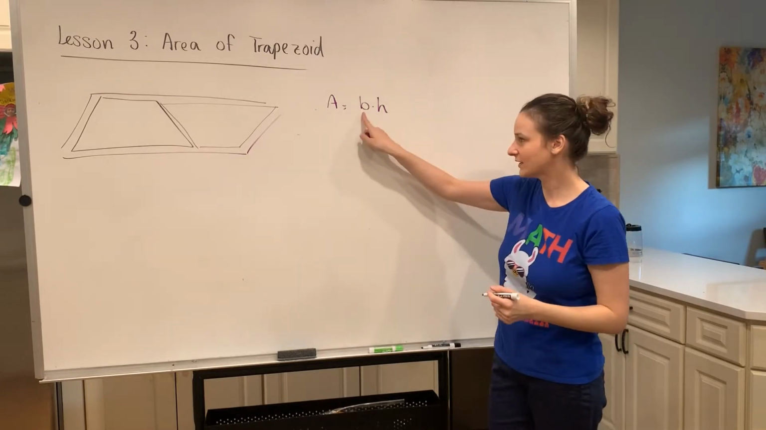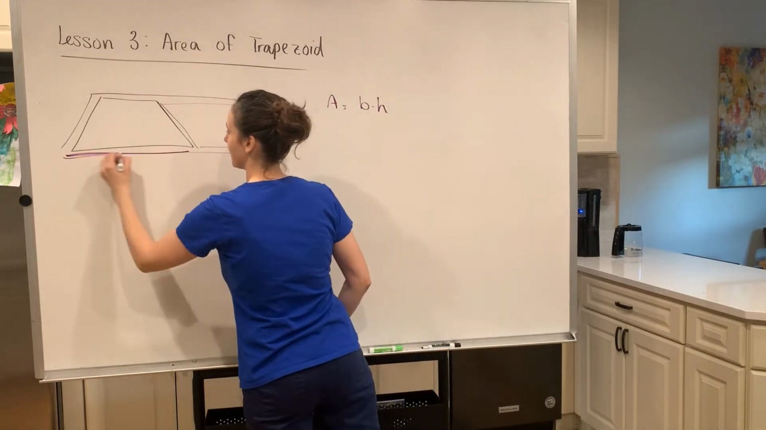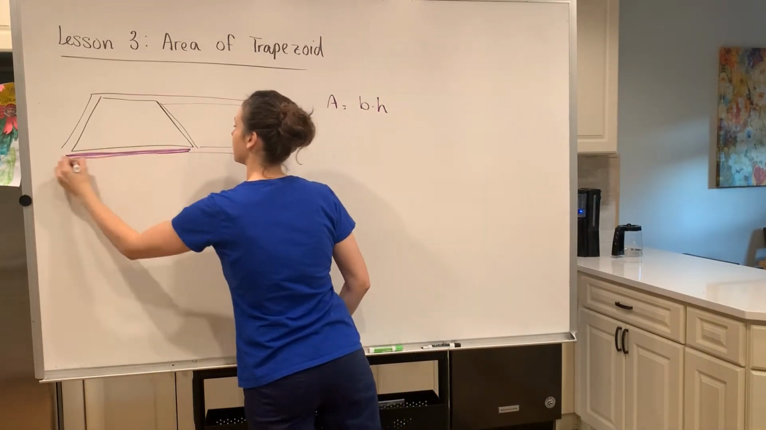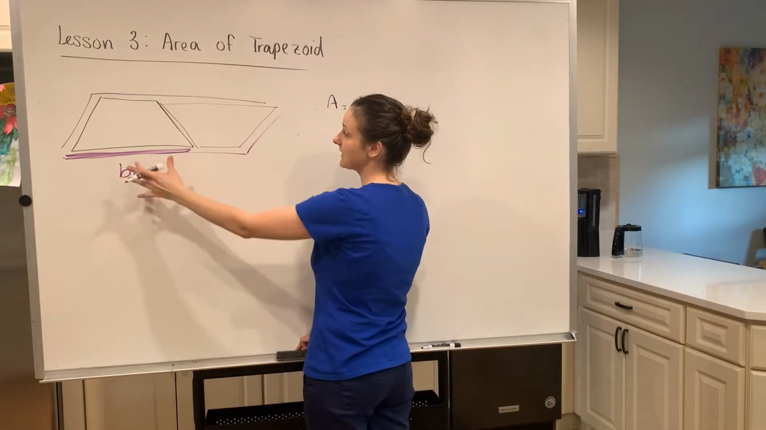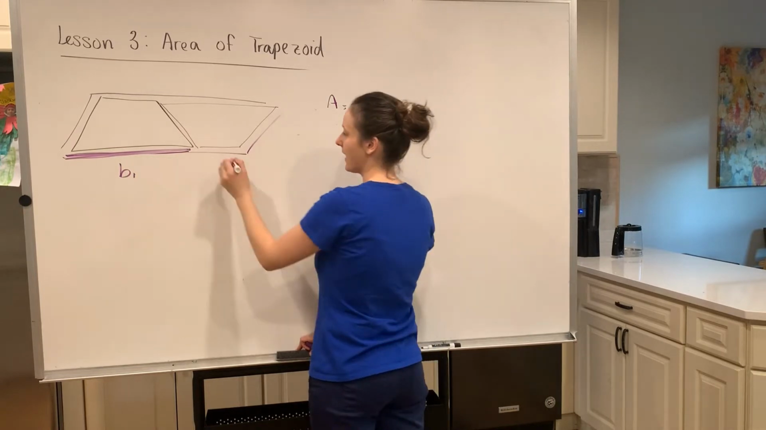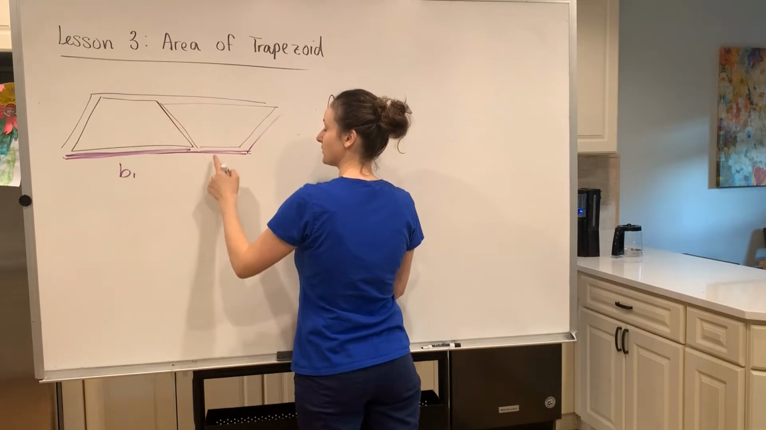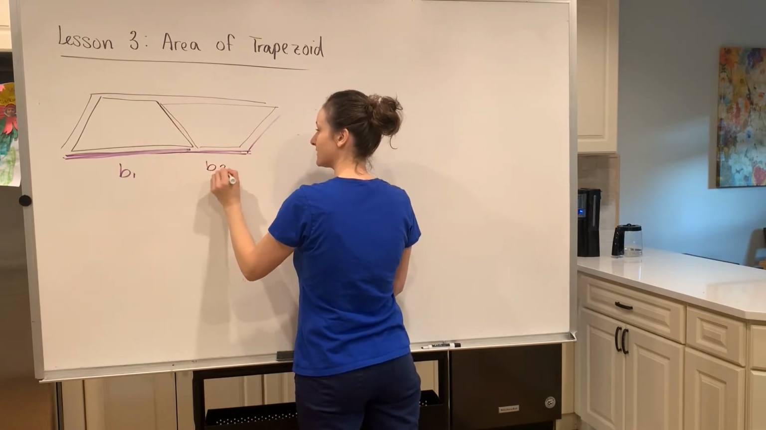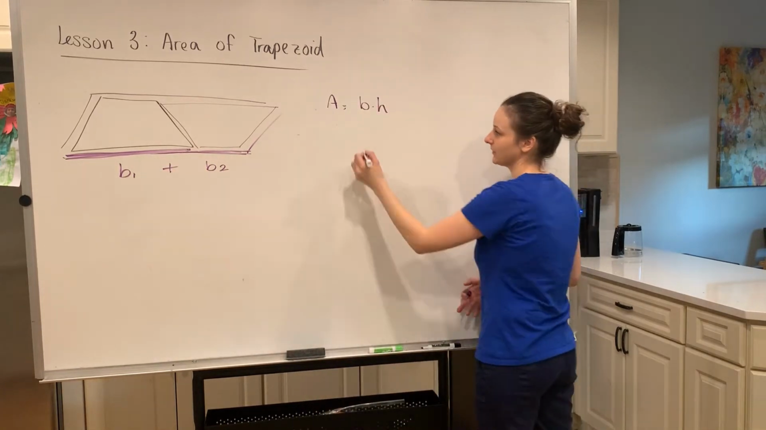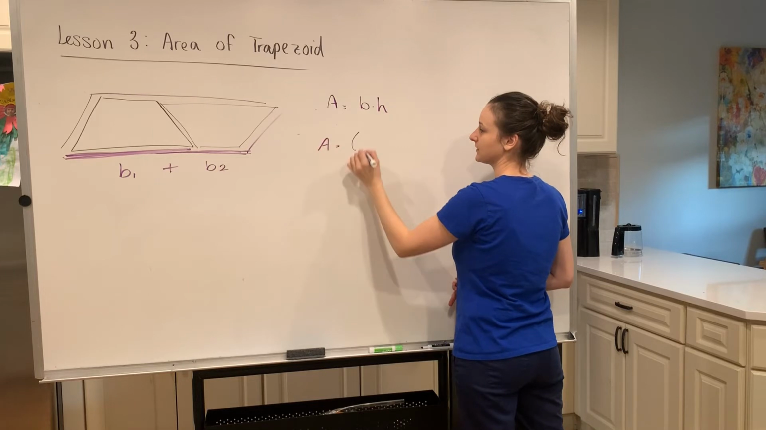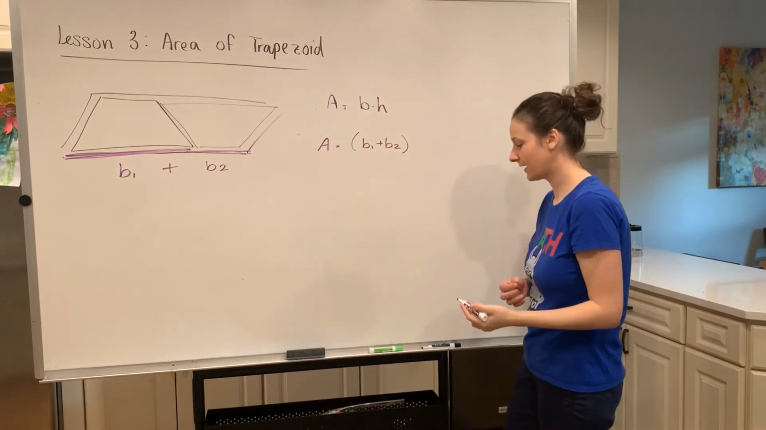But let's decompose. What is the base of this parallelogram now? Well, I have one side here from my original trapezoid. Let's call this base number 1. But then, in order to get the entire parallelogram, I then also have to add this piece here, which is the top of the base, which has a different value. So I'll call this base number 2, for a total base of base 1 plus base 2. So the area of a trapezoid is going to be the base 1 plus base 2, and then multiplied by the height.